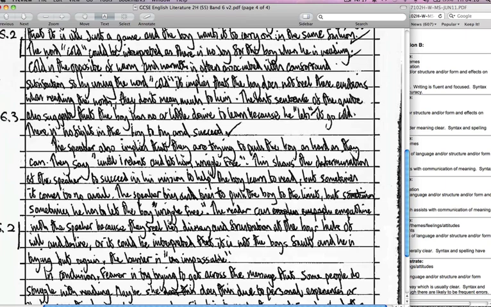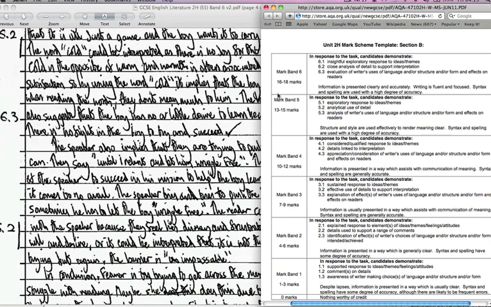The speaker also implies that they are trying to push the boy hard, as hard as they can. So another meaning's being brought out here. That's obviously the parental push. They say, until I relent and let him wriggle free. This shows the determination of the speaker to succeed in his mission to help the boy learn to read, but sometimes it comes to no avail. Well summarized. The speaker tries and tries to push the boy to the limits, but sometimes he has to let the boy wriggle free. The reader can empathize, so we're looking there at evaluation and the effects on the reader.